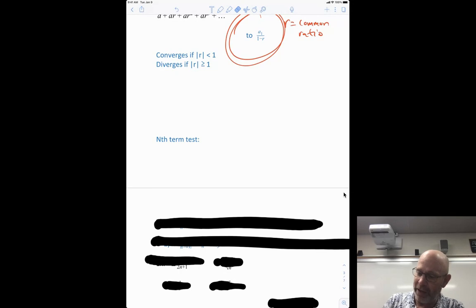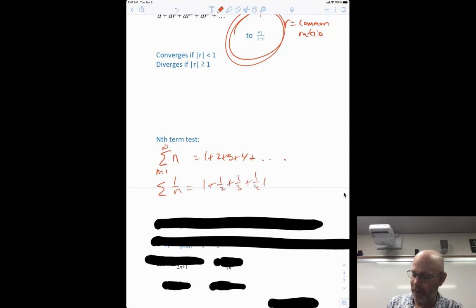So think about a series, I don't know, that just looks like this, the sum of n, which is 1 plus 2 plus 3 plus 4 plus dot, dot, dot. Okay, versus maybe the sum of 1 over n, which is 1 plus 1 half plus 1 third plus 1 fourth plus dot, dot, dot. So the idea of the nth term test is if a series is going to converge, the terms have to be getting smaller.